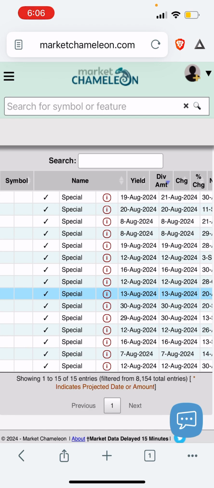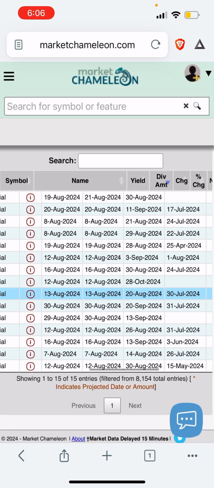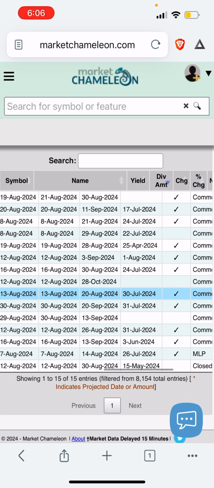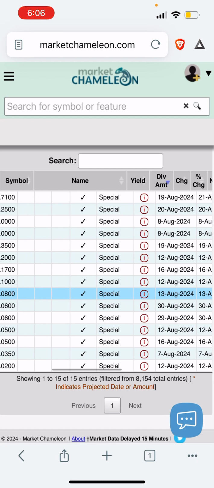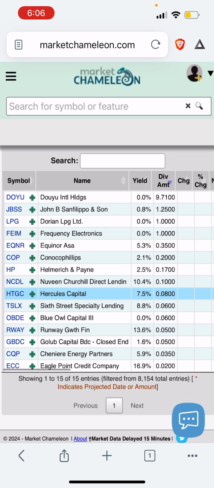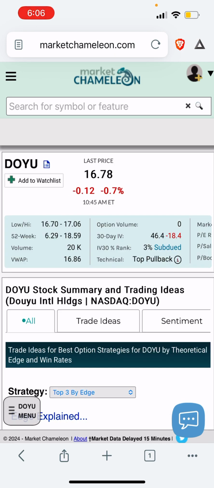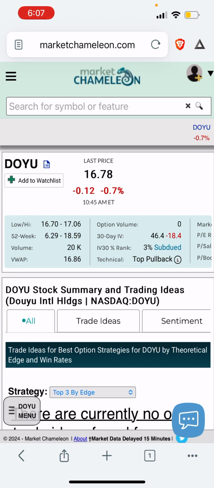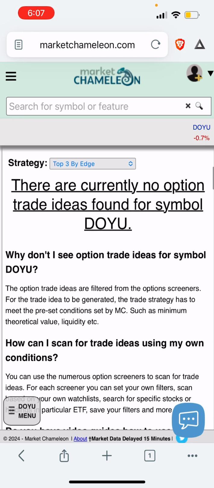And it says the X date is August 19, and the pay dates are August 21 and August 30. So basically you need to hold before the X date of August 19, which is about 2 weeks from now, give or take 2.5 weeks. And if you click here, it tells you the price today is $16.80, and you get paid almost $10 as a special dividend with 0.0% yield, which is, as I said, because there's no regular dividend. It is something to consider. Okay, just saying, of course, you need to know what's going on.